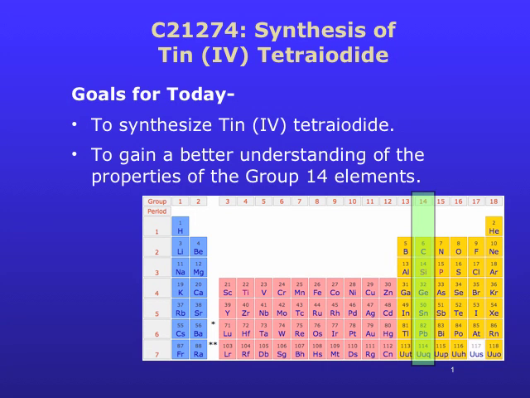In this experiment, you will synthesize the compound tin-4 tetraiodide. This reaction involves two elements, tin, which is a metal, and iodine, which is a nonmetal. The product, SnI4, is a bright orange solid that precipitates from the reaction mixture upon cooling to room temperature. Tin is a member of the group 14 elements and exhibits both +2 and +4 oxidation numbers.